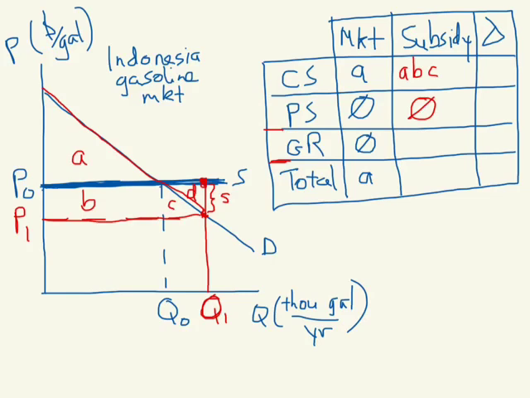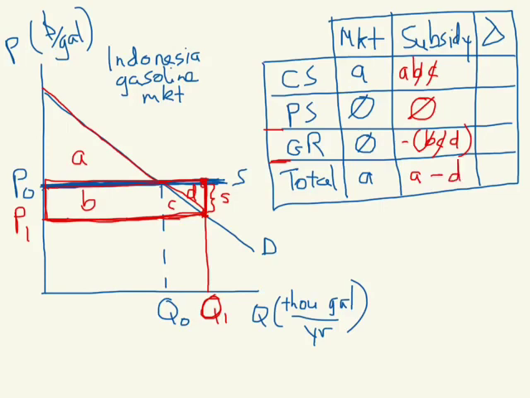But now, government has to pay. The government pays amount S per gallon for all Q1 gallons. So how much does that add up to? It's S times Q1. It's the area of this rectangle. Notice that I've got it marked. And so we have a negative B, C, D. Then when we total things up, negative B, positive B, negative C, positive C, and we're left with a total of A minus D.